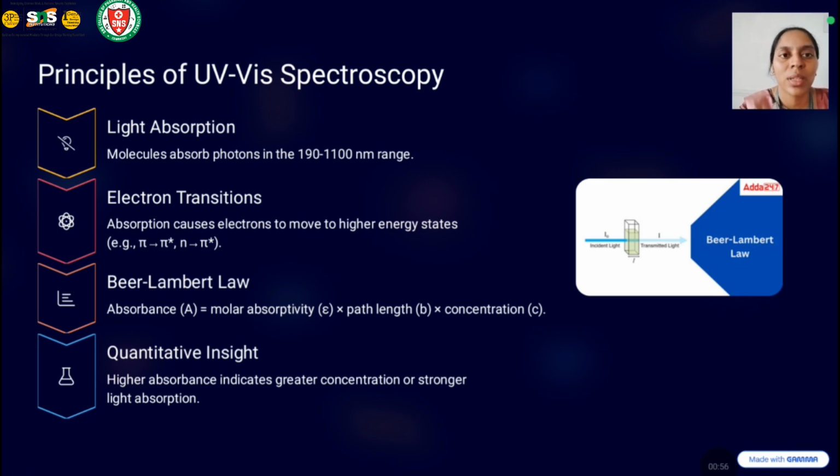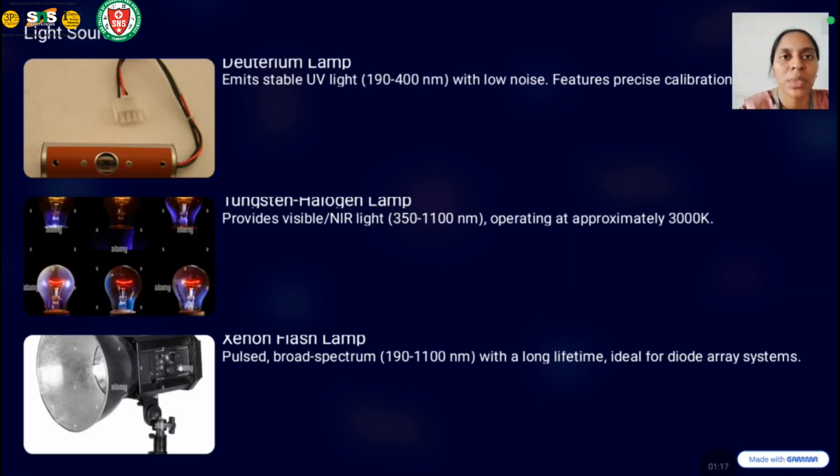And electronic transitions: absorption causes the electrons to move to higher energy states, that is pi to pi star, n to pi star. Beer-Lambert's law: absorbance A is equal to molar absorptivity times path length times concentration. And quantitative insight: higher absorbance indicates greater concentration or stronger light absorption.